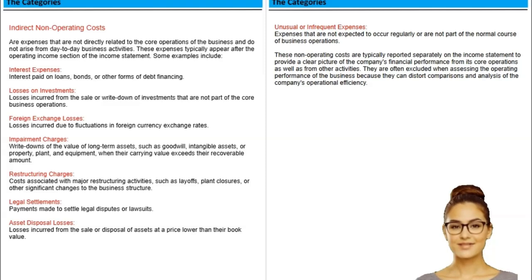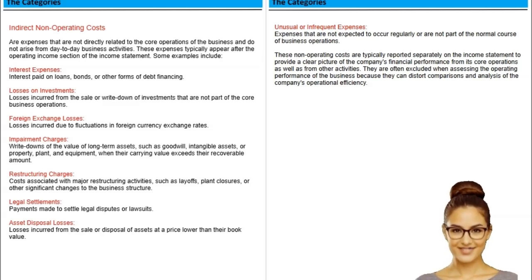Next, we have asset disposal losses. These are losses incurred from the sale or disposal of assets at a price lower than their book value. Remember this one, it will come up when we do the statement of cash flow. So, a loss results from the disposal of a fixed asset if the cash or trade-in allowance received is less than the book value of the asset. The company also experiences a loss if a fixed asset that still has a book value is discarded, and nothing is received in return.